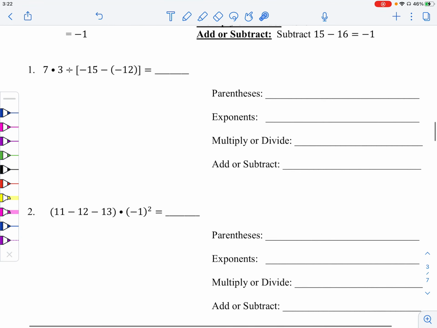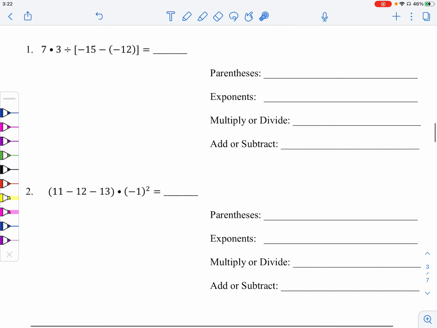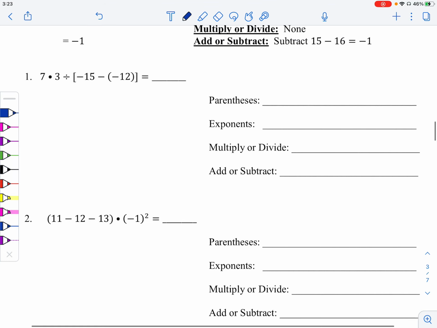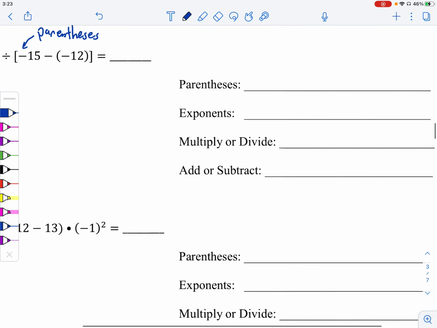Okay, let's do a few examples right here. Okay, so we're going to write in our steps as we go for each one. Okay, so parentheses. Do we have a parentheses? We have brackets right here, and that's the same thing. Right, so this is your parentheses right here, your bracket. That's the same thing as a parentheses. Okay, so we want to do that part. So I'm just going to write in here that part. Negative 15 minus parentheses negative 12, all inside the bracket there.